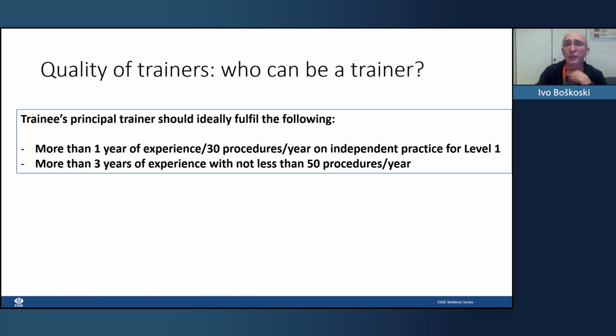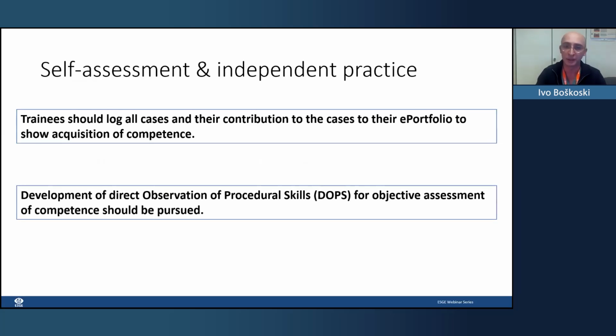So, the quality of trainers: who should be a trainer? The principal trainer should ideally fulfill the following: more than 1 year of experience or 30 procedures per year in independent practice for level 1, and more than 3 years of experience with not less than 50 procedures per year for level 2. So these people, who perform these numbers over this time, should be trainers.